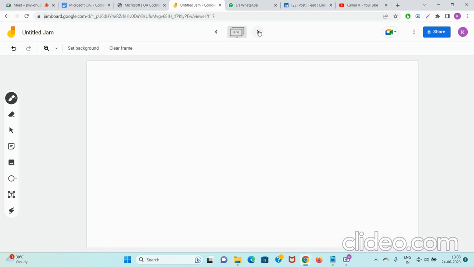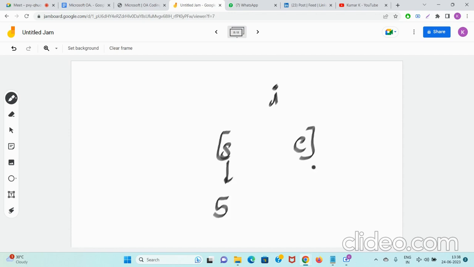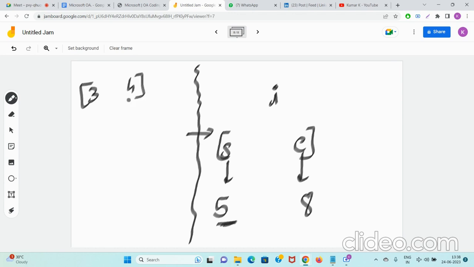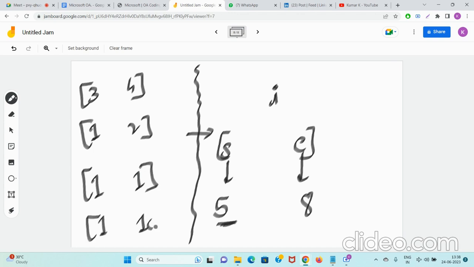Common sense hai. Suppose this is my interval I, this is my start, this is my end, okay? Let's say my start is 5, my end is 8. My question is asking which are those guys on the left hand side which will not touch you? My answer is all the guys whose end point is less than 5 will never touch me. Let's say it is 3 to 4, it is 1 to 2, it is 1 to 1, it is say 1 to 10.